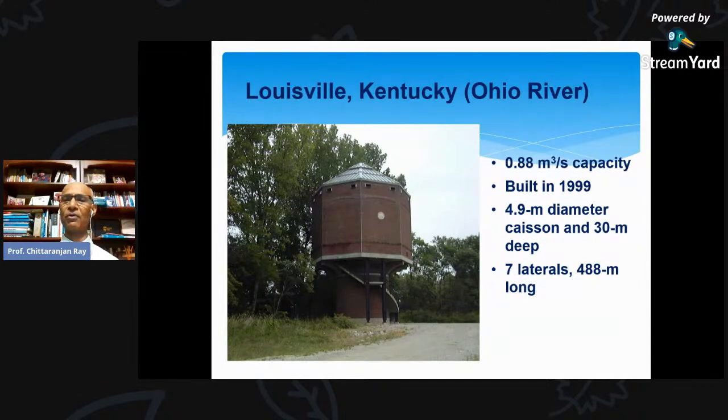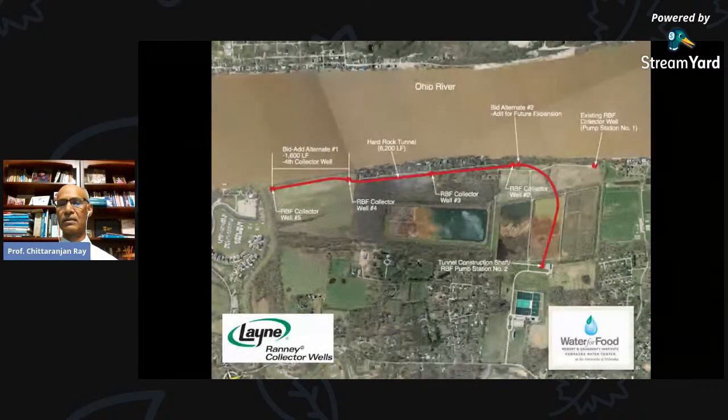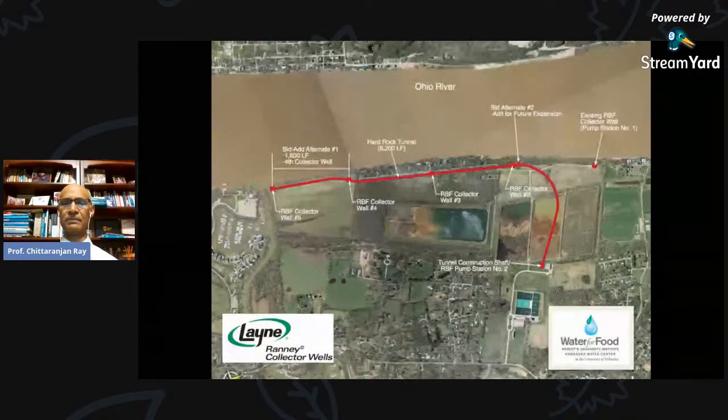So there are four more wells. That first well I showed is around here, the existing well. They put four wells, but they're all connected by an underground tunnel. Then it comes to a collector system here, where there are large pumps to pump the water out to the treatment plant here, the green color you can see.